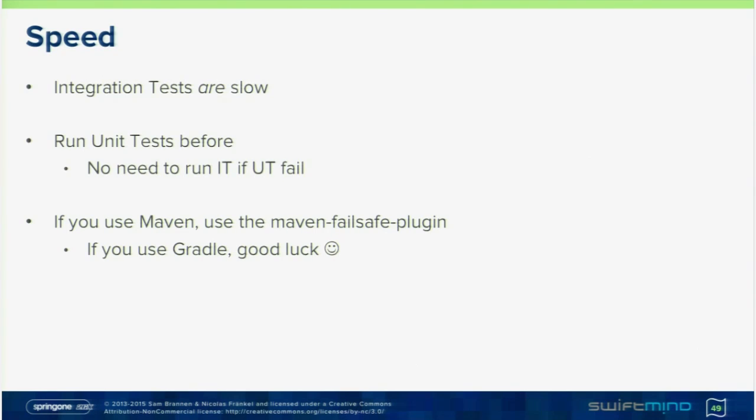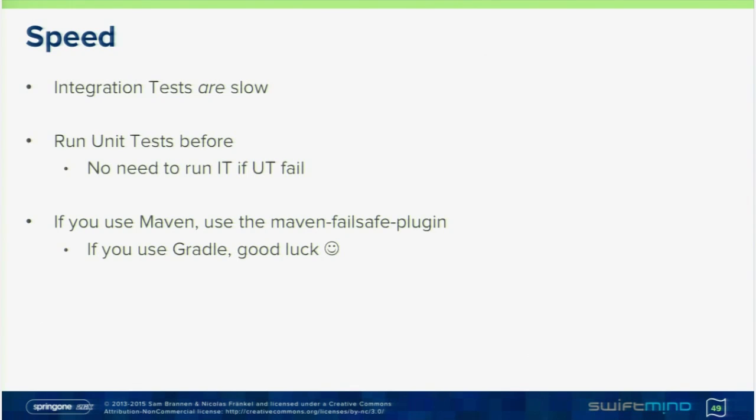You will use a database. You will use a remote web service. You might use anything you want. They will remain slow. So in order to cope with this limitation, you should at least try to segregate unit tests and integration tests. Why? Because what is the point of executing your integration tests if your unit tests are failing? So fail fast. Segregate unit tests from integration tests, and execute the unit tests before the rest.